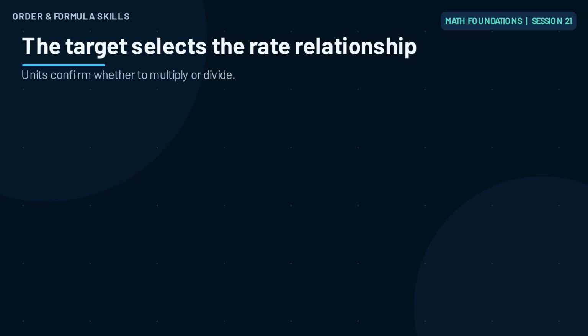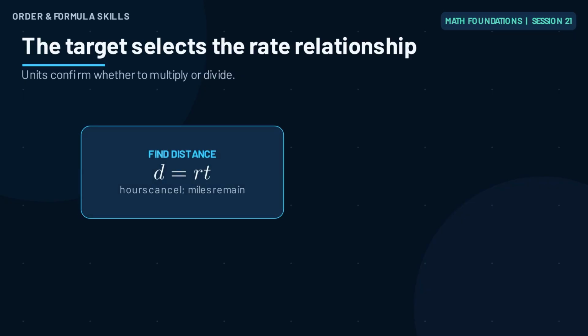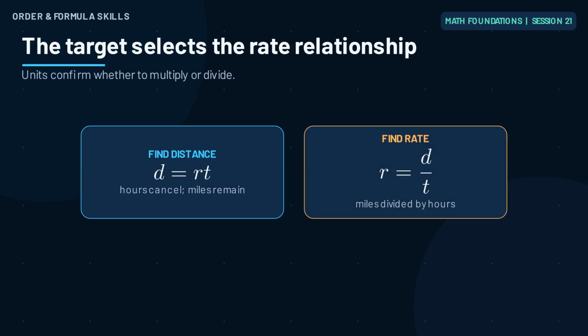Distance, rate, and time form one relationship that can answer three different questions. When rate and time are known, multiply them to find distance. Distance equals rate times time, so miles per hour times hours leaves miles. When distance and time are known, divide to find rate. Rate equals distance divided by time, so miles divided by hours gives miles per hour.